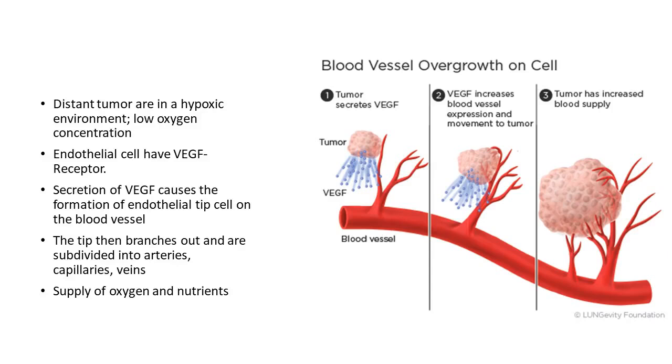On the endothelial cell of the blood vessel, there is a receptor called VEGF receptor. So after the distant tumor releases VEGF, the binding of VEGF to the VEGF receptor will release protease and degrade the basement membrane of the endothelial cell. This will form an endothelial tip cell. The tip cell will then lead its way through the hypoxic environment towards the distant tumor and then branch out and be subdivided into arteries, capillaries, and veins. So the distant tumor is no longer in a hypoxic environment as the newly formed blood vessel provides a higher concentration of oxygen. This allows the tumor to continue to grow.